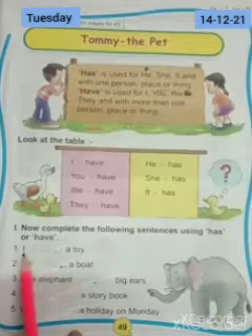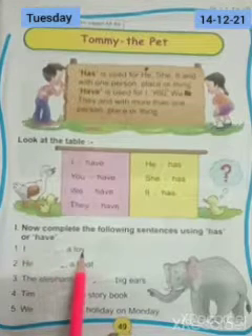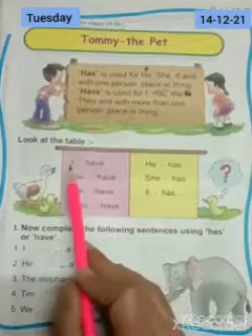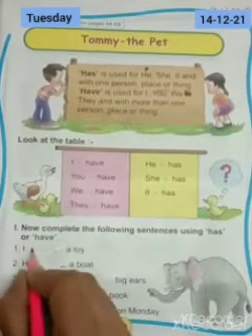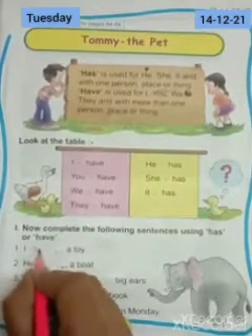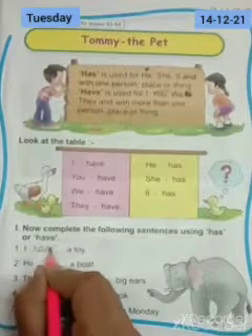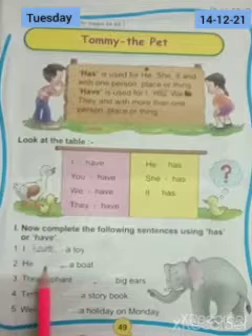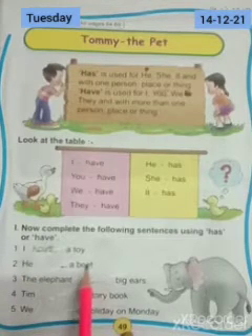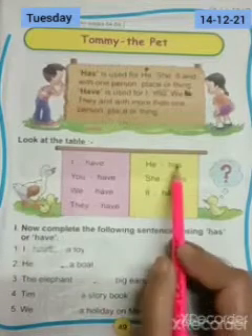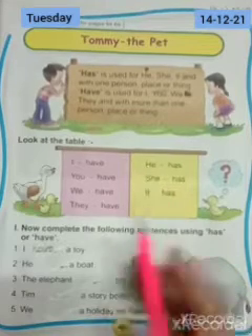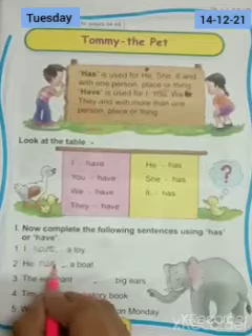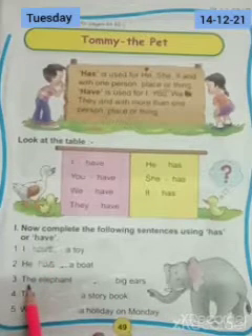Read the first one. I dash a toy. Children, you know that have is used for I. So we will write have over here. I have a toy. Now read the next one. He dash a boat. Yes, you know that has is used for he. So we will write has over here. He has a boat. Read the next one.